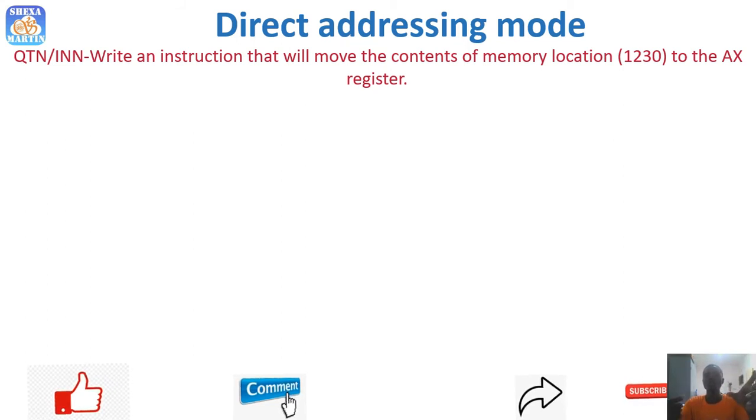So that value is an immediate value, but it's not the value that is to be acted upon. The value to be acted upon is residing at an address, which is given here. And 1230 is the address or the memory location where we are getting the data to be acted upon. And it's to be acted upon how? By being moved into an X register.